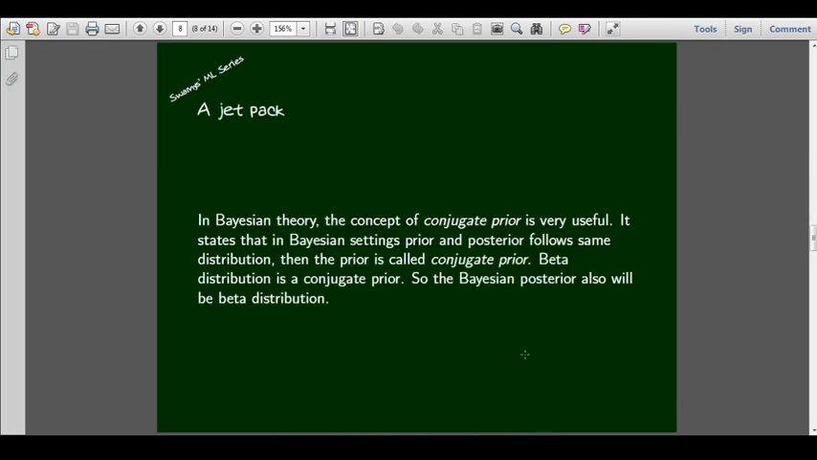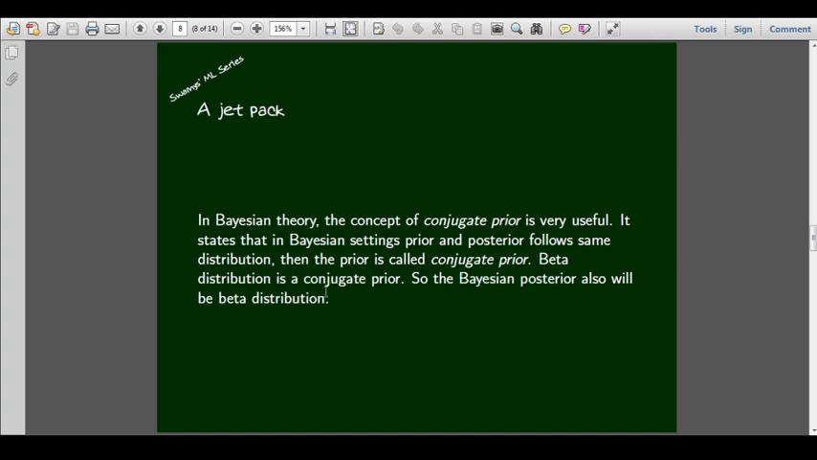Okay. Now it's a jetpack. We occasionally use, even in the case of Bayesian models, an important concept, the concept of conjugate prior. In Bayesian theory, the concept of conjugate prior is very useful. It states that in Bayesian settings, the prior and posterior follow the same distribution. Conjugate prior means nothing more than this: if a prior has a particular distribution and it is a conjugate prior, then automatically the output, the posterior distribution, has the same distribution as the prior. Then the prior is called the conjugate prior.